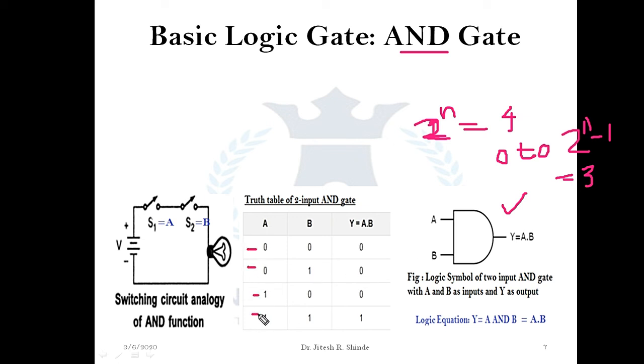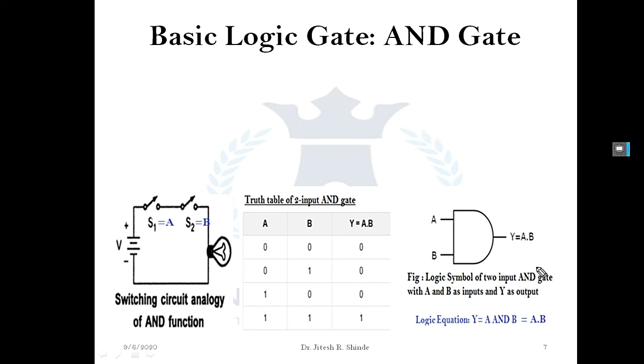This is the logic symbol for the two input AND gate, and y equal to a dot b is the logical equation for the two input AND gate. Now let's understand its truth table with the help of switching circuit analogy.